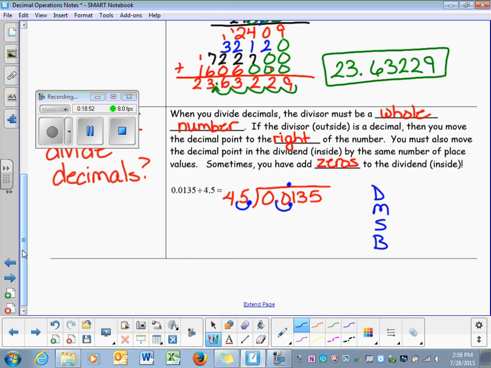So, does 45 go into 0? No. But instead of putting a little X on the outside, I'll put an X here. 45 still doesn't go into 0. I need a 0 in front of the decimal point.